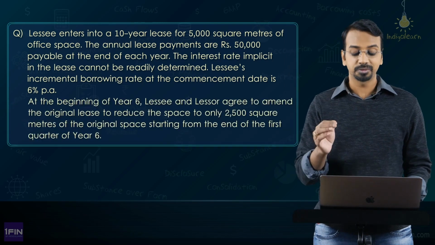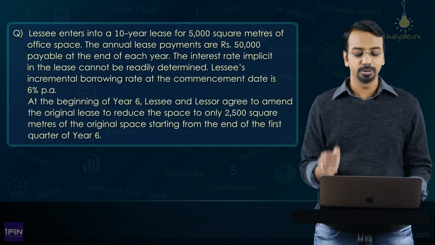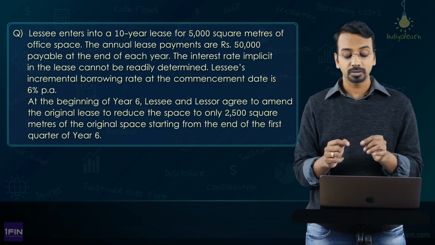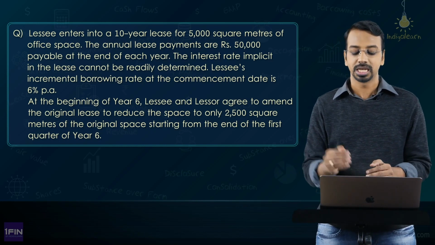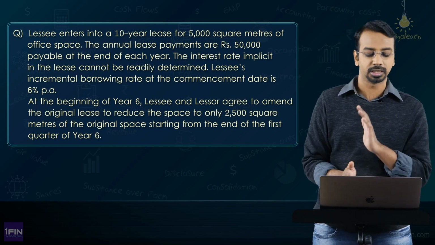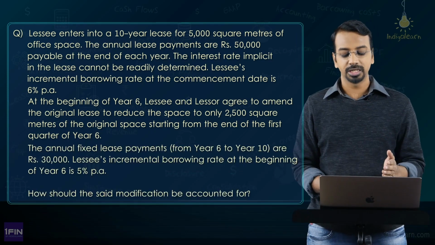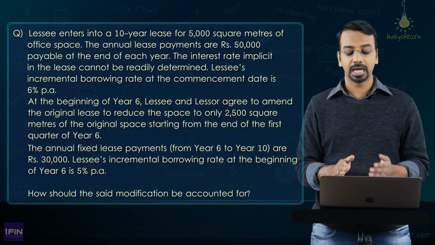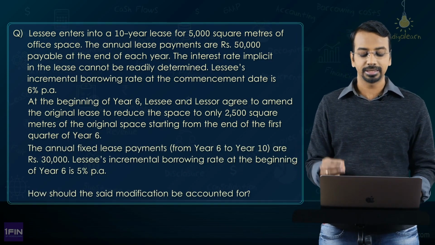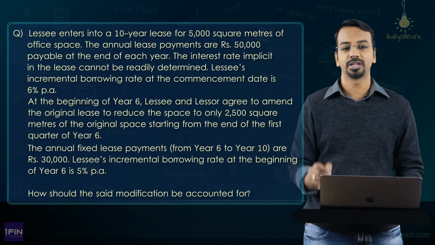Now, at the beginning of 6th year, lessee and lessor agreed to amend the original lease to reduce the space to only 2500 square meters of the original space starting from the end of the first quarter of year 6. So, basically from beginning of year 6. Okay. So, that is how we can interpret it. Then, the annual fixed lease payments from year 6 to year 10 are 30,000. Lessee's incremental borrowing rate at the beginning of year 6 is 5%. How should the said modification be accounted for?